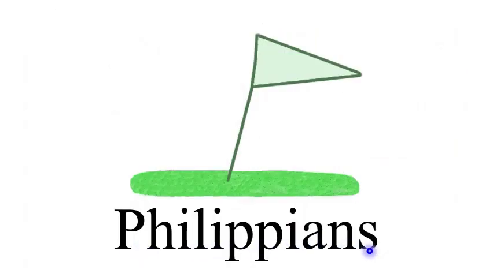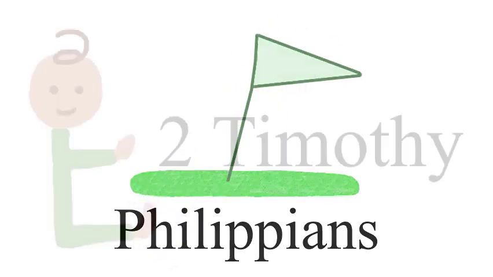Philippians is also noted for its optimistic and joyful tone. For these reasons, a triumphant flag is the icon for Philippians. Flag and Philippians begin with the F sound to link together in your mind.